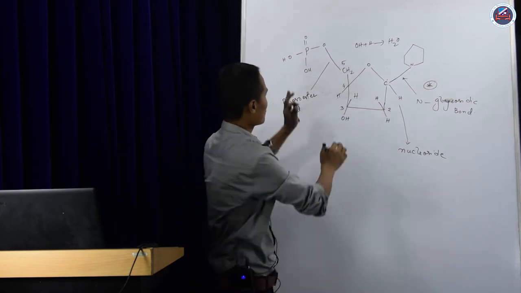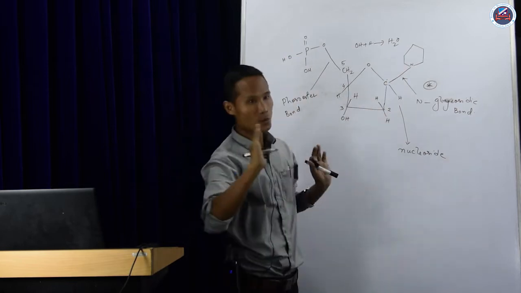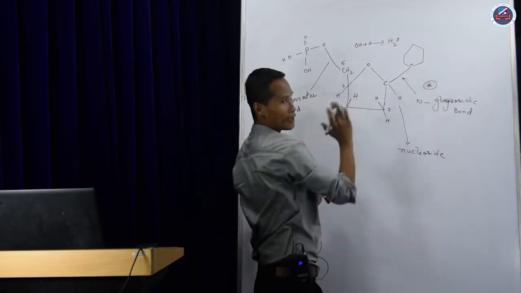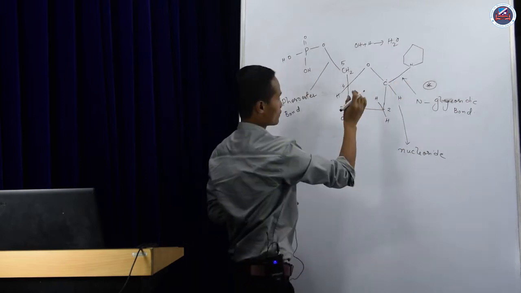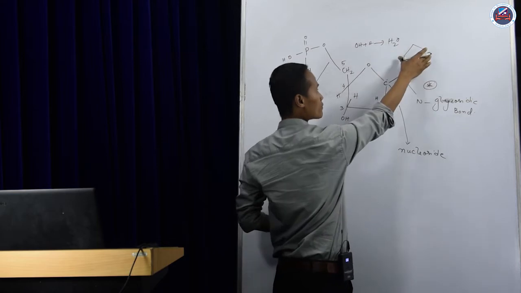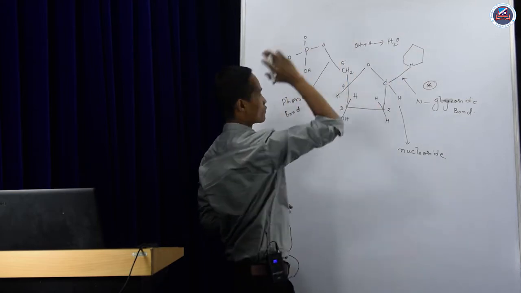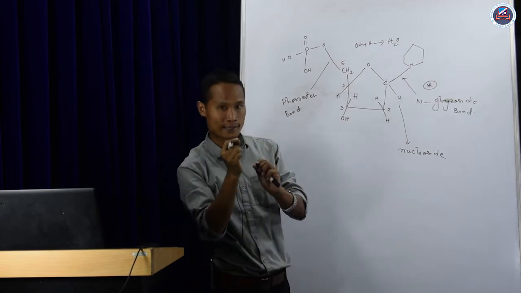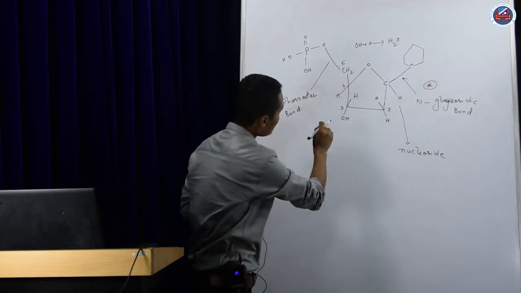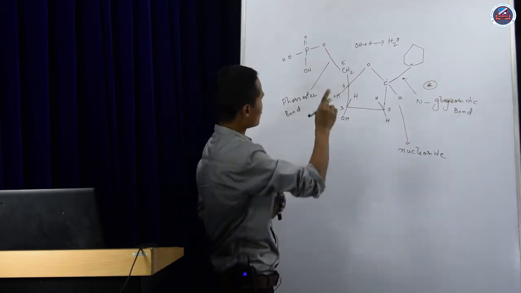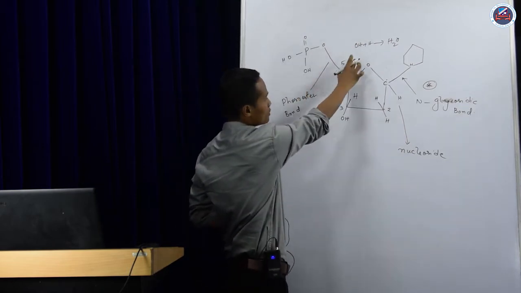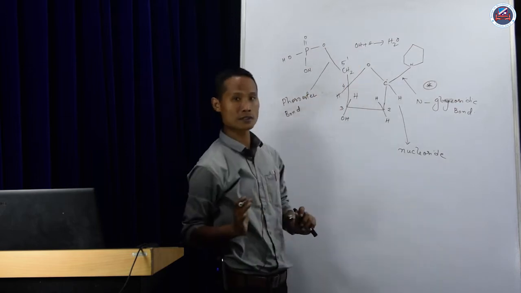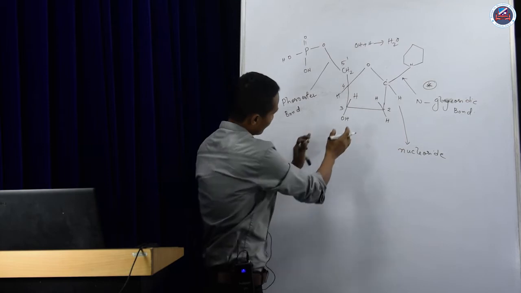Now I will consider this as one nucleotide. One nucleotide means sugar, nitrogenous base, and phosphate. Now let me make a chain extension. As I said last class also, the phosphate group is always attached at the 5 prime, the fifth position of the sugar.